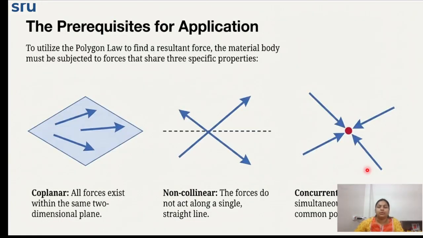So, what are the prerequisites for applying this polygon law of force to find the resultant? To utilize the polygon law to find a resultant force, the material body must be subjected to forces that share three specific prerequisites.